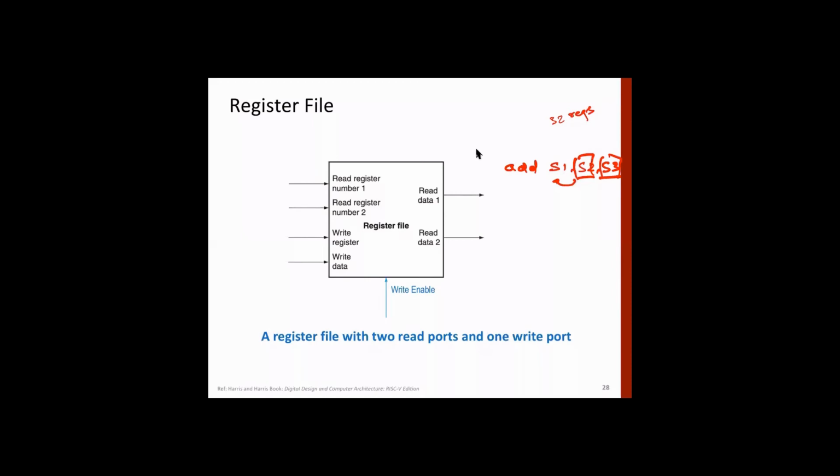Okay, so we have to have two outputs corresponding to two registers: read data 1 and read data 2. Note that we can write only one register at a time. So this is write data.